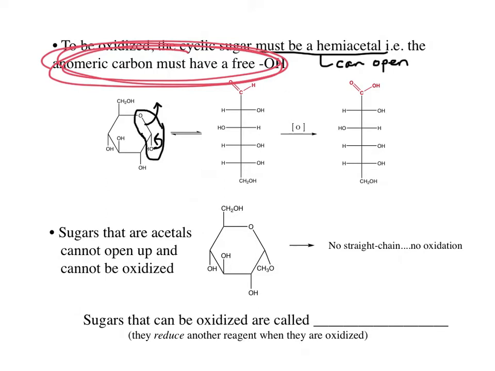So this example down lower is an example of a sugar that would fail the test. Because if you take a look, some reaction has gone further. It cyclized, and then we did something to cause that OH to have a methyl group on it. Right there. Now it's not an OH anymore, and it can't become an aldehyde like this. This is now an acetal, and it cannot open. There's no straight chain, no oxidation.